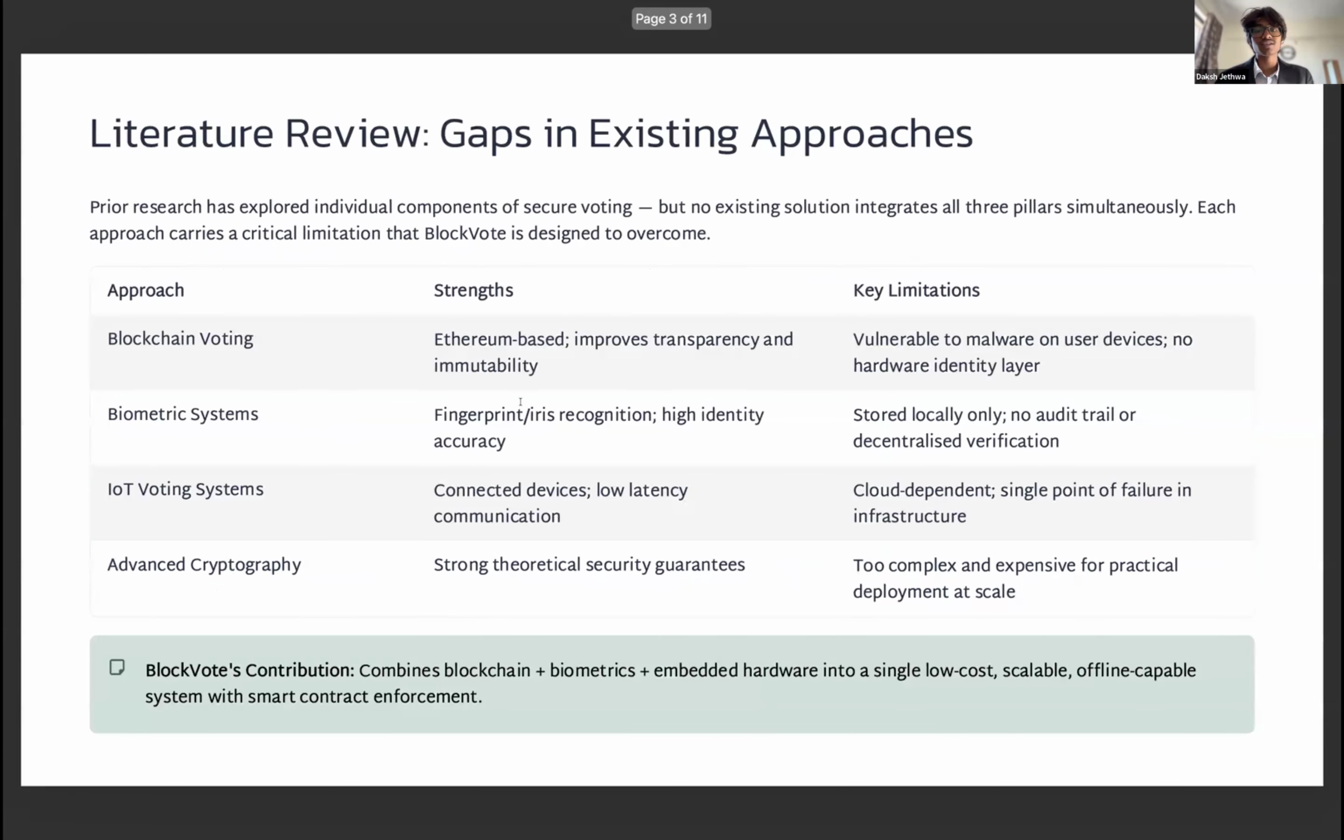What if we could design a system where fraud is not just unlikely, it's mathematically impossible? That is the idea behind BlockVote. BlockVote combines blockchain, biometric authentication, and embedded hardware into a single unified system. So instead of relying on trust, it relies on cryptographic proof and verifiable processes.